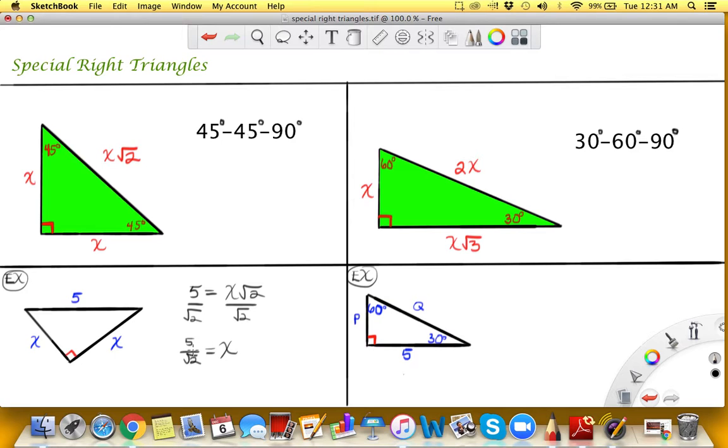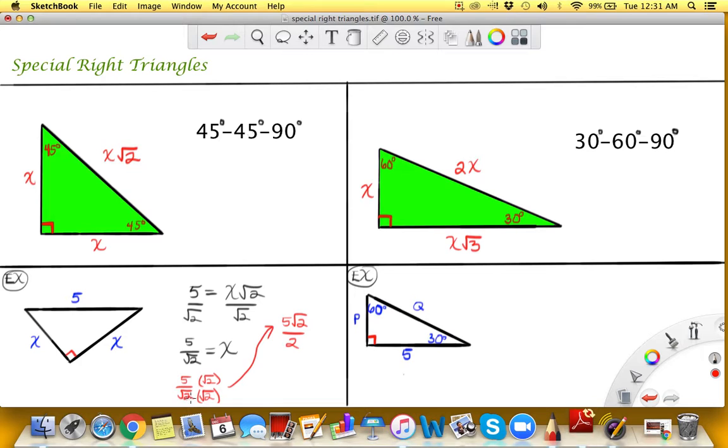Now, the rules of mathematics tell us that we cannot have a radical in the denominator, so we must rationalize this denominator. So what we're going to do is take 5 over the square root of 2, and multiply the numerator and the denominator by that radical in the denominator. So we're going to multiply the numerator and the denominator by the square root of 2. And if we come here, we're going to have 5 times the square root of 2 over 2.